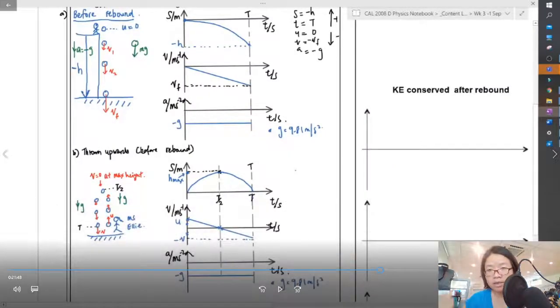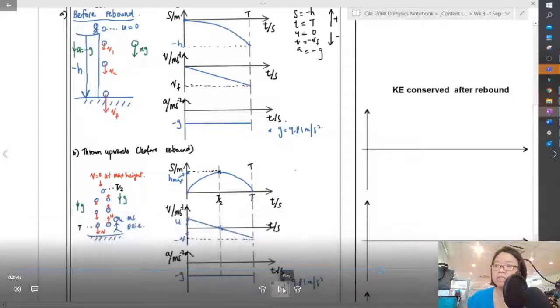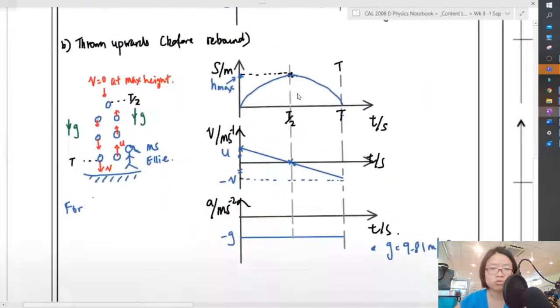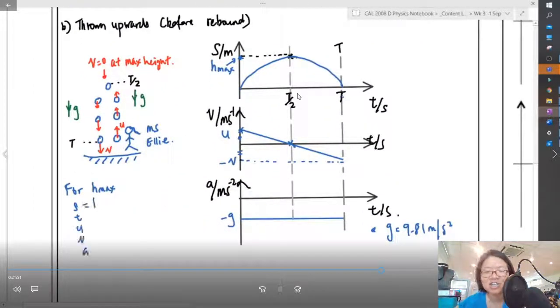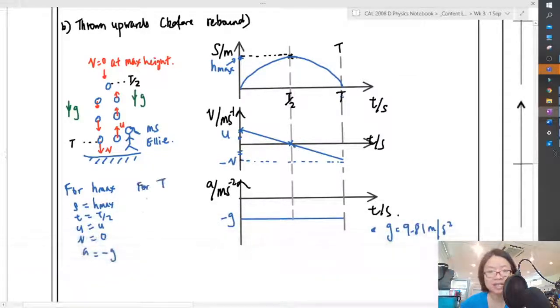One last thing in this video that I want to talk about is how to use your kinematics equations, because we now know how to do the graphing. So when you talk about kinematics equations, as usual, I would suggest STUVA. So let's say you want to find the maximum height. When you list down your STUVA, the time taken to reach maximum height will be t over 2. The initial speed is u, and then the final speed v is 0. Your a will be negative g.